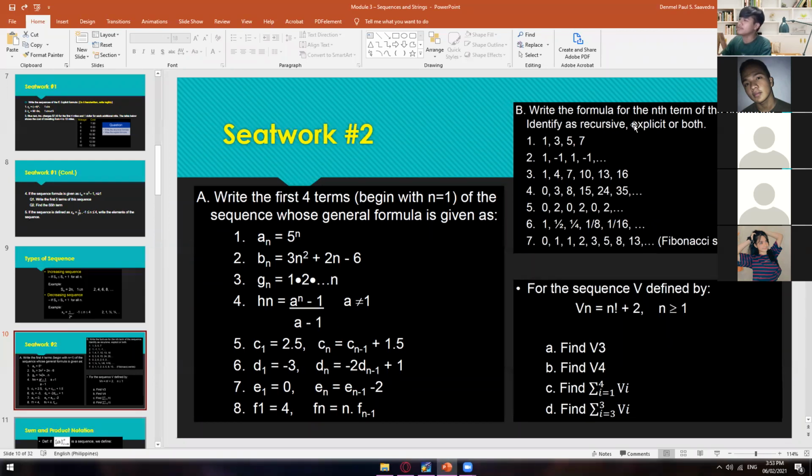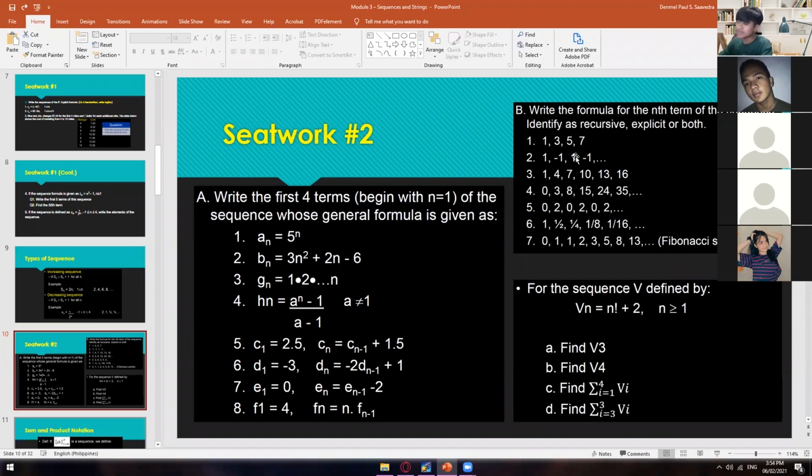And for the letter B, write the formula for the nth term of the sequence. So this one is the opposite of your letter A. In letter A, you give the first four terms, but in here, the sequences are already given. So all you do is form or create the formula out of this one. And then we have another question for letter B. Once you're done having the formula for each number, you have to identify if that formula is recursive, explicit, or both.